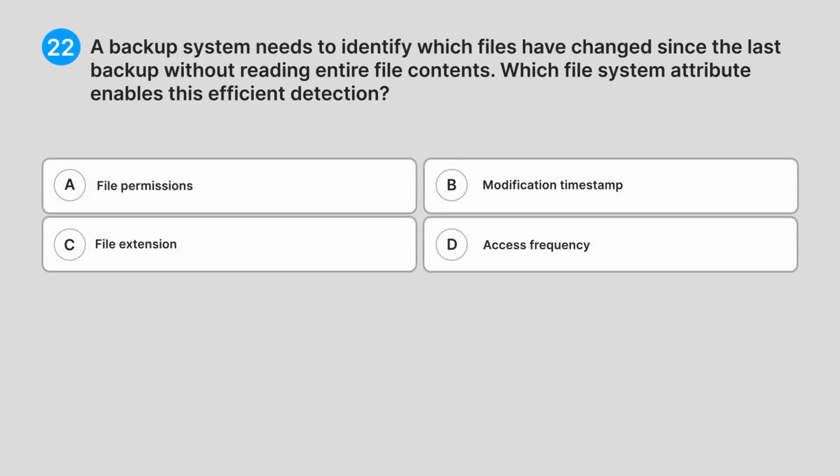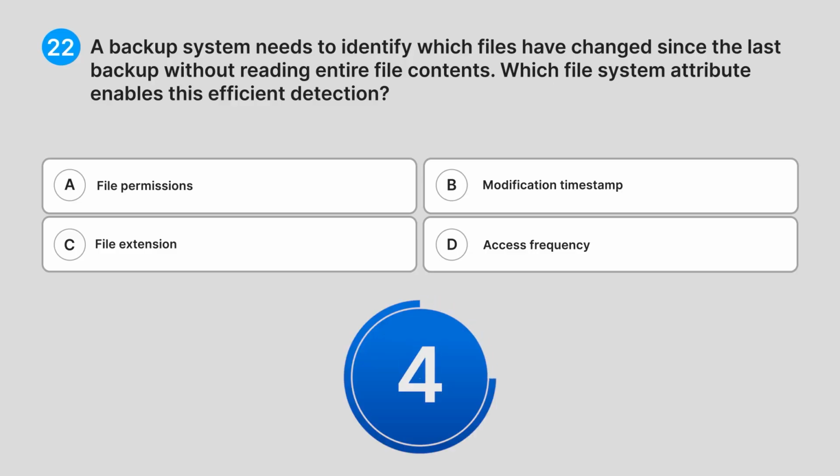22. A backup system needs to identify which files have changed since the last backup, without reading entire file contents. Which file system attribute enables this efficient detection? A. File permissions. B. Modification timestamp. C. File extension. D. Access frequency. Do you know the answer?